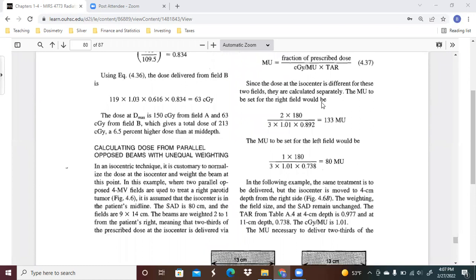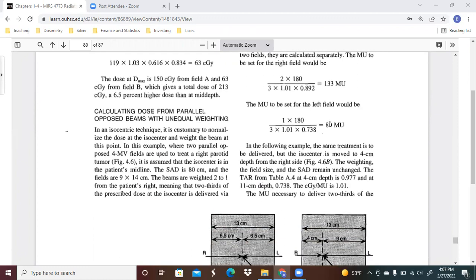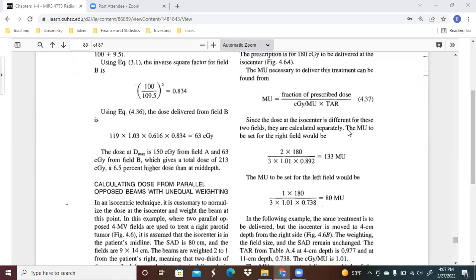Since the dose at the isocenter is different for these two fields, they're calculated separately. So 2/3 of this calculation is going to be delivered using the right, and 1/3 of this is going to be delivered using the left. Obviously, you are seeing differences here in the TAR, but the centigray per monitor unit calculation is going to be the same.